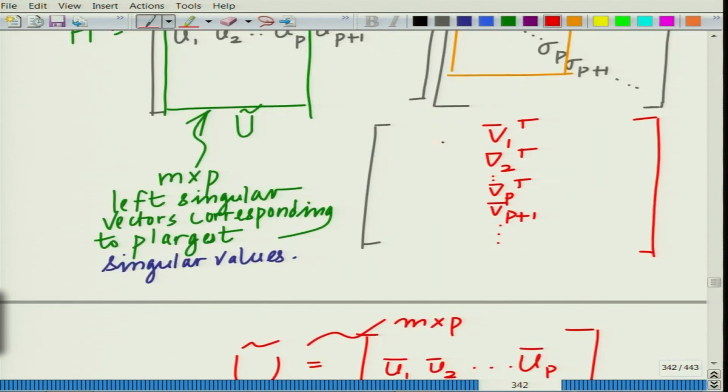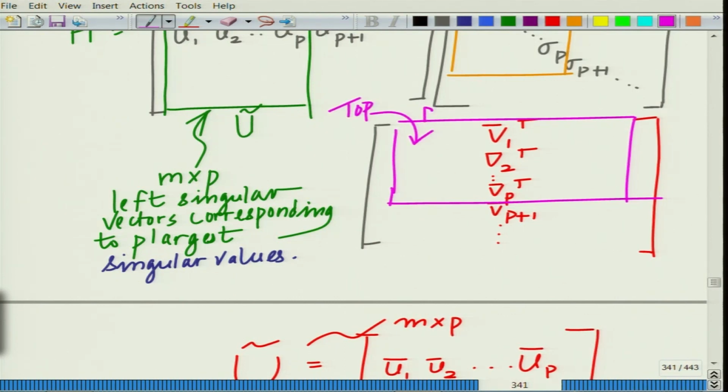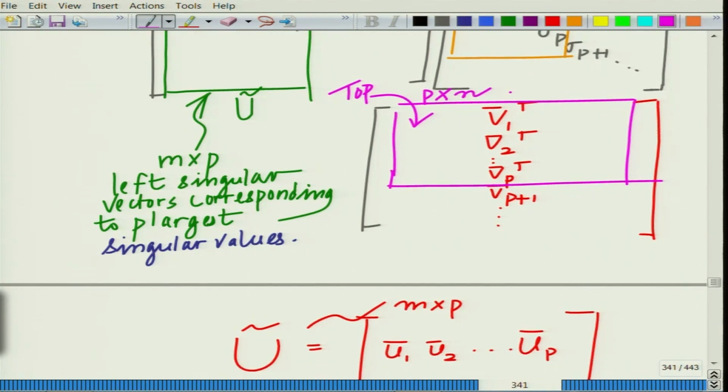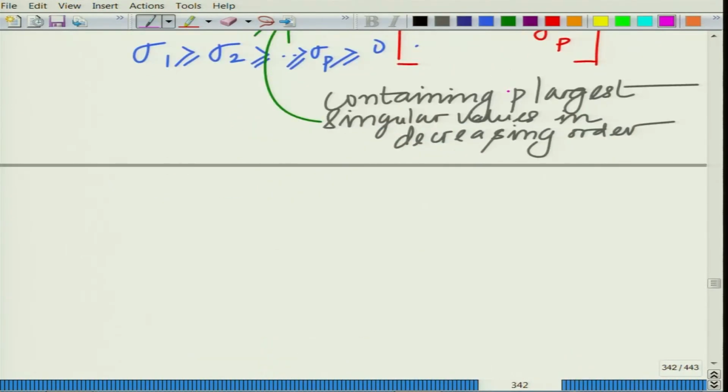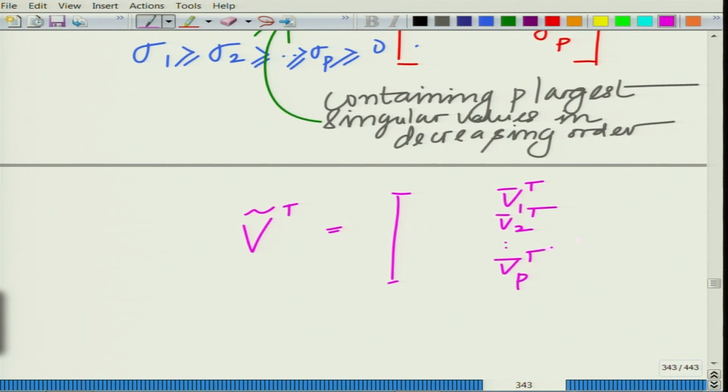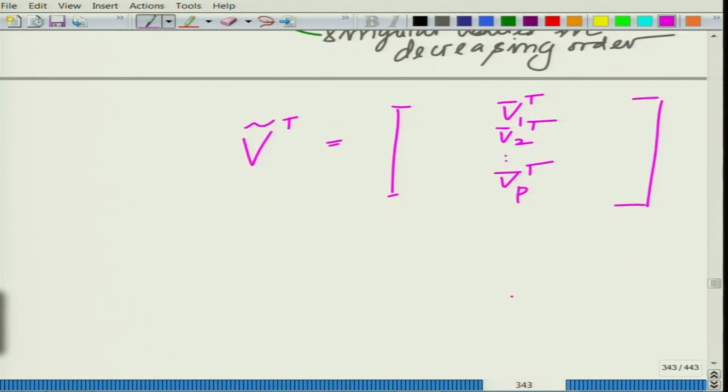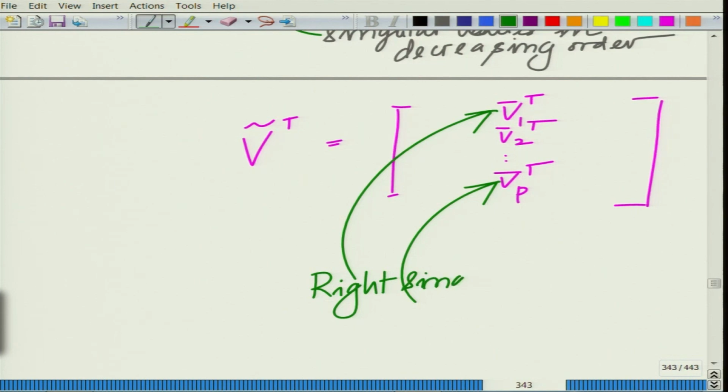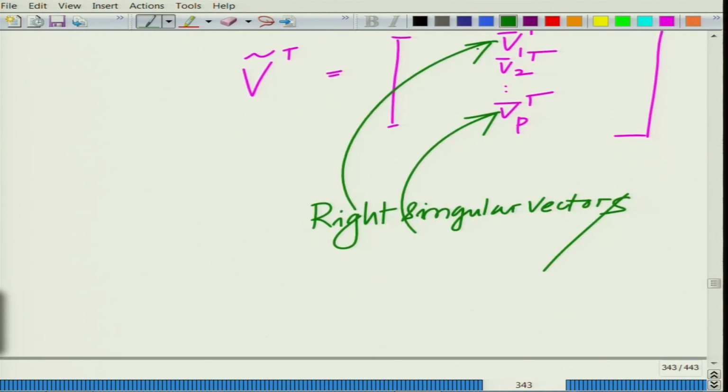And V tilde transpose, you can think of this as the top p cross n submatrix comprising v 1 bar transpose, v 2 bar transpose, up to v p bar transpose. And this contains the right singular vectors corresponding to the p largest singular values.